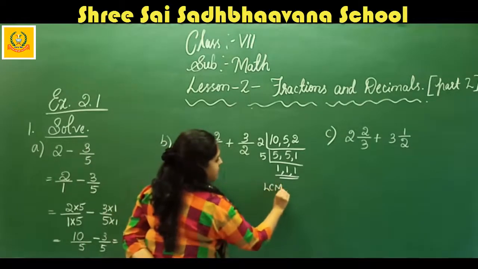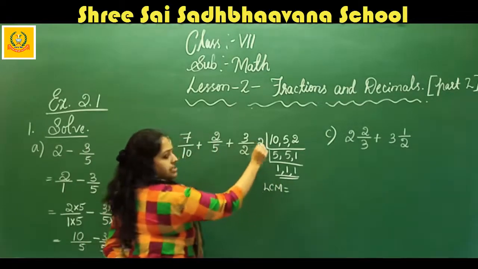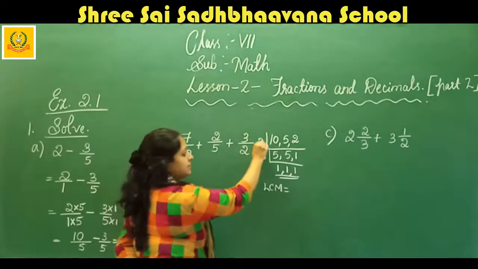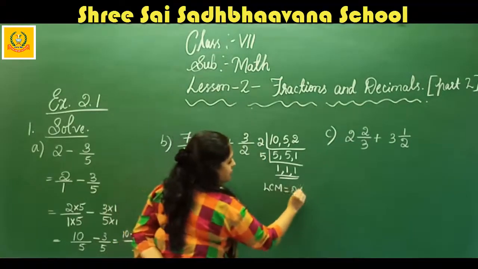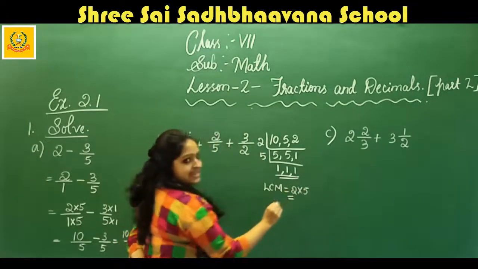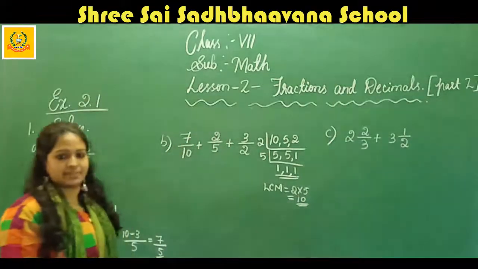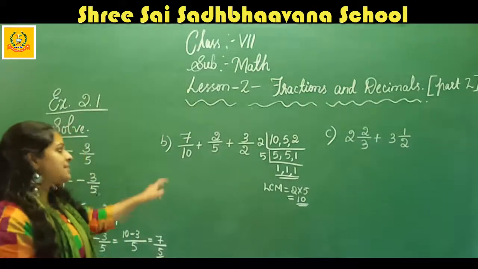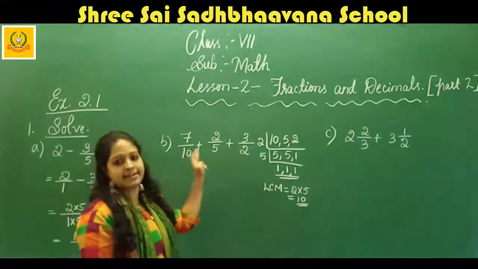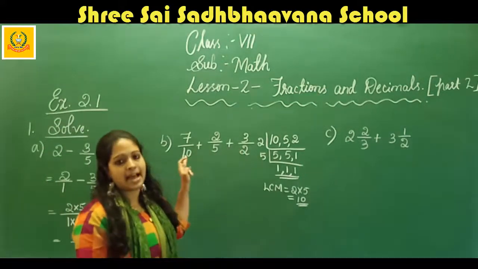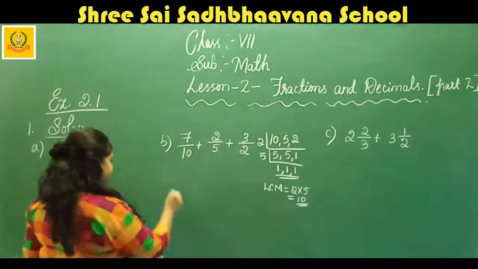In order to get the LCM, what I have to do? I have to multiply these two. How many numbers I got here? That I have to multiply. 2 into 5. 2 5s are how much? 10. 10 is the LCM. Understood, children? That means I have to make everywhere 10, 10, 10. Denominator, I have to make it as 10.